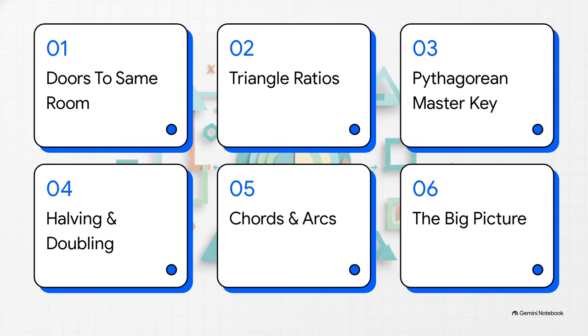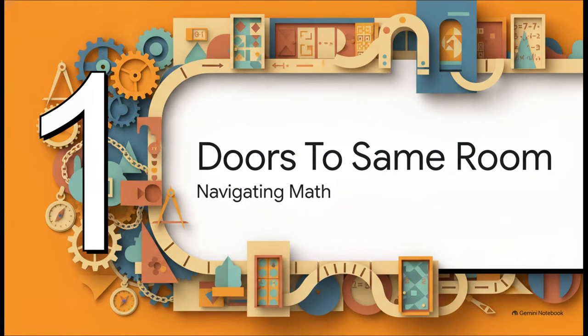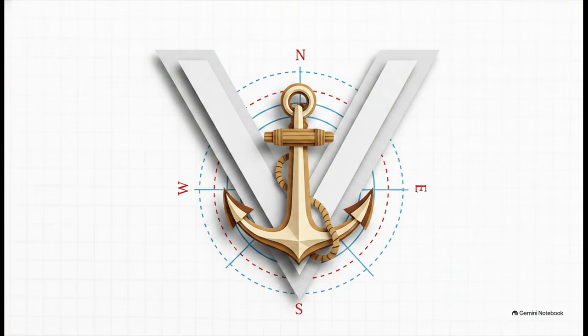Let's jump right in. Section 1. Doors to the same room? All those overwhelming lists of equations you see in trigonometry, they're actually just different ways to arrive at the exact same answer. To open these doors, we first need to get comfortable with our central symbol here, the Greek letter phi. Now, when you see this pop up everywhere, don't let it throw you off. It simply means the angle we are working with. It's basically our anchor point for whatever scenario we're looking at.